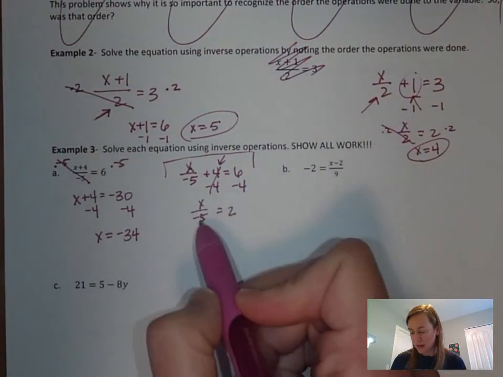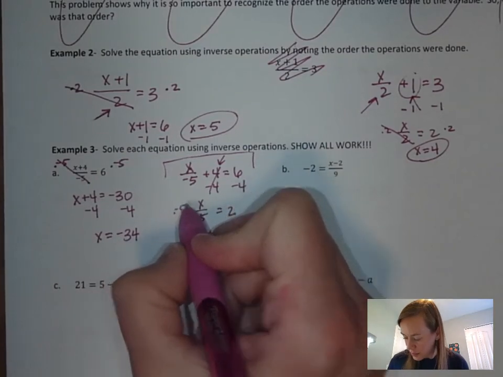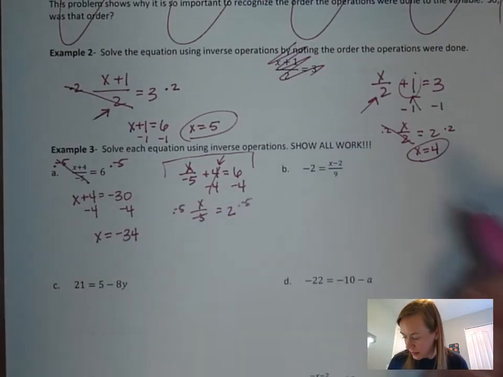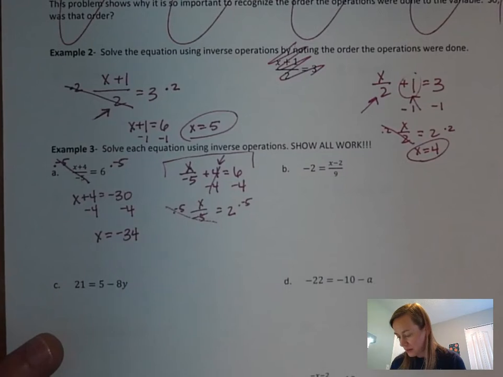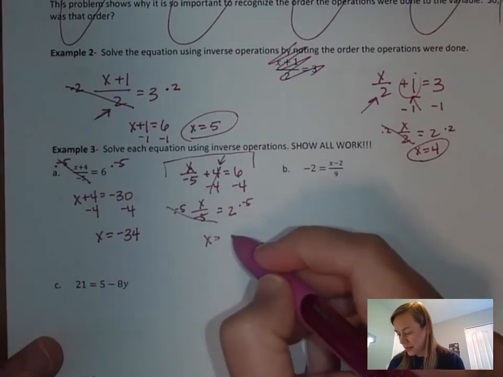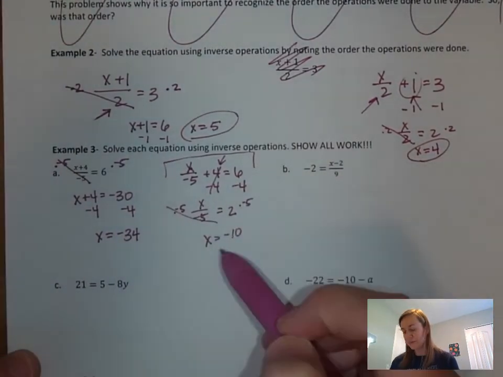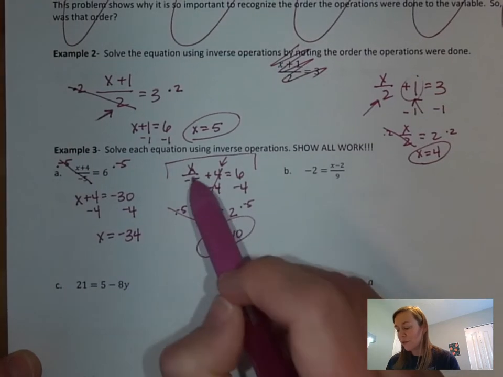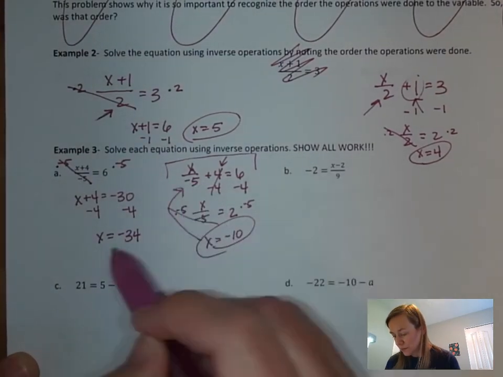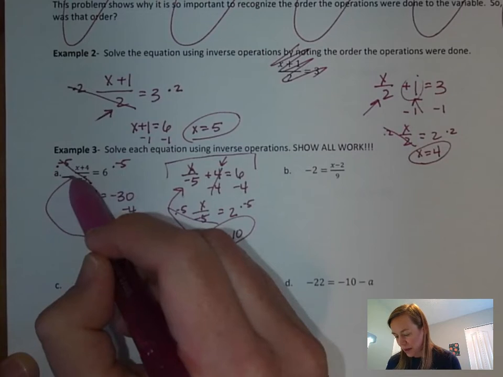Now we have to get rid of that negative 5 down there. We're going to do that by multiplying on both sides. Okay, these will cancel, and your x is going to equal negative 10. And that's your final answer for this problem. This is your final answer for that problem.